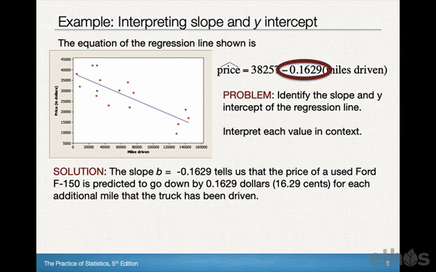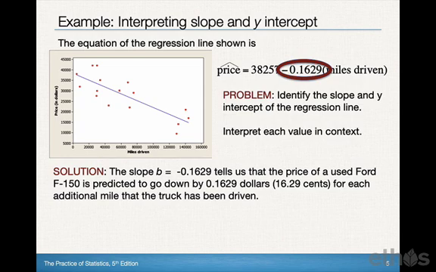This makes sense because when you convert that, which is dollars, to cents, you get a couple decimal places. I know we don't work in hundredths of a penny, but when you round, you lose a lot of data. So don't round. Don't be anxious to round and make numbers super, super short. All right. In this case, I think 3 decimal places is too little. Okay. So the slope tells us that the price of a used Ford F-150 is predicted to go down by $0.1629 or 16.29 cents for each additional mile that the truck has been driven. This is perfect, okay?